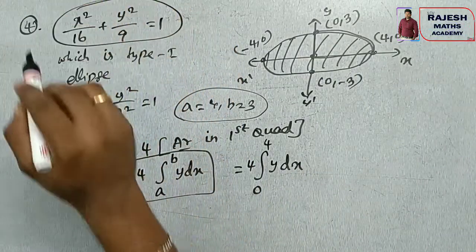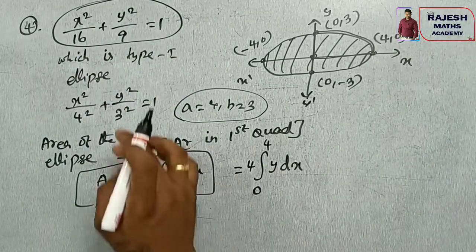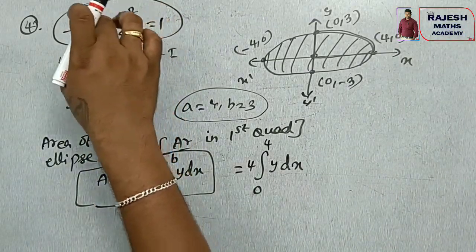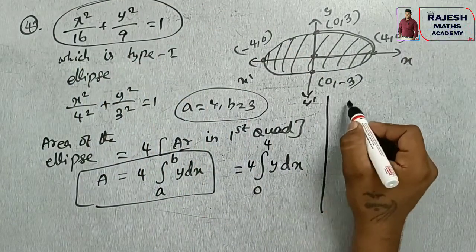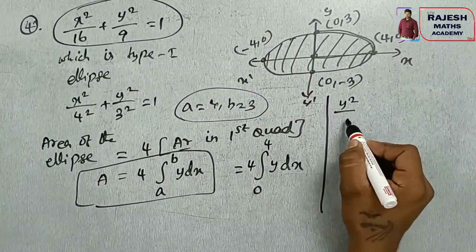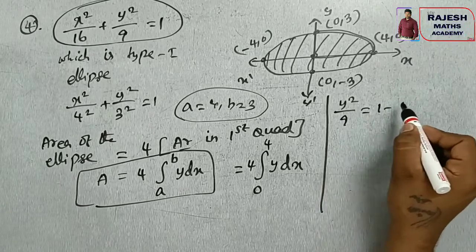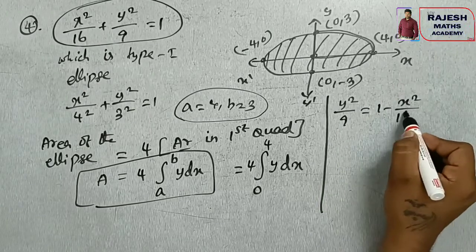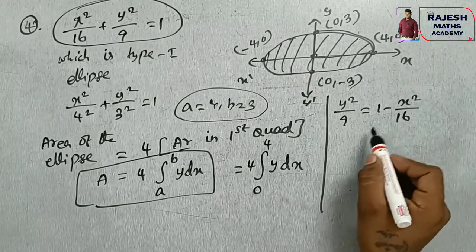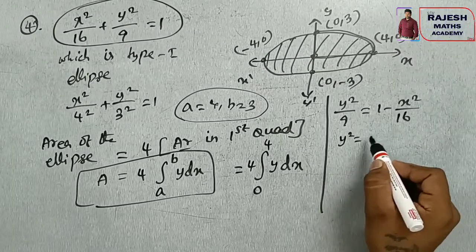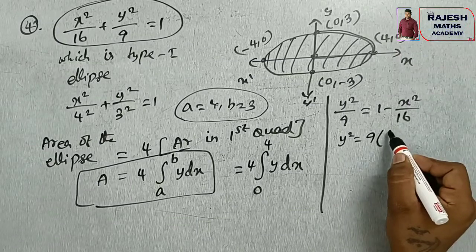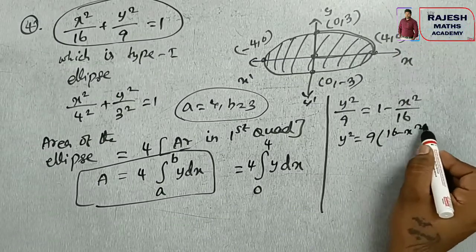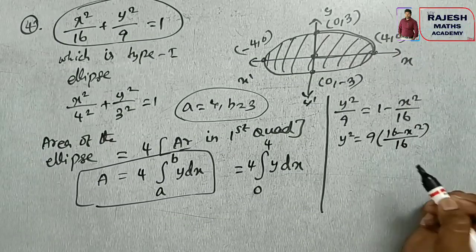So what is the value of y from the curve? We need the y term alone. So bring the x square by 16 to the right side. So what will be there? Y square by 9 equal to 1 minus x square by 16. Take the LCM, and now what will come? 9 will be multiplied here. So y square equal to 9 into 16 minus x square, whole divided by 16, will come.